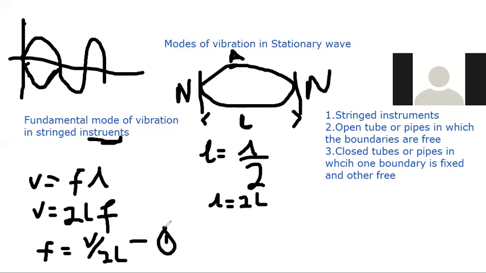Good. Now, the speed of a wave in a string is also related to tension. Anytime we talk about a string, we talk about the tension of the string. So the speed of the wave in a string is related to the tension in the string and the mass per unit length of the string.